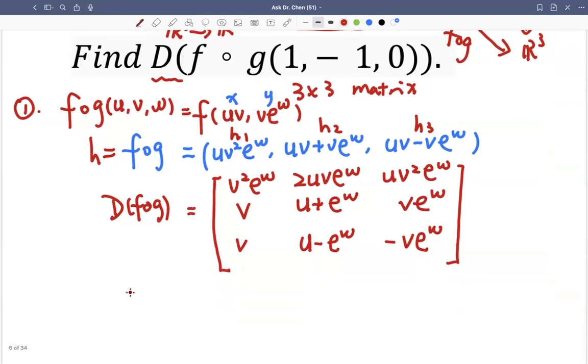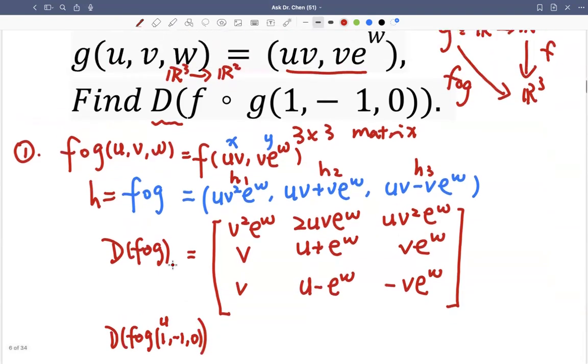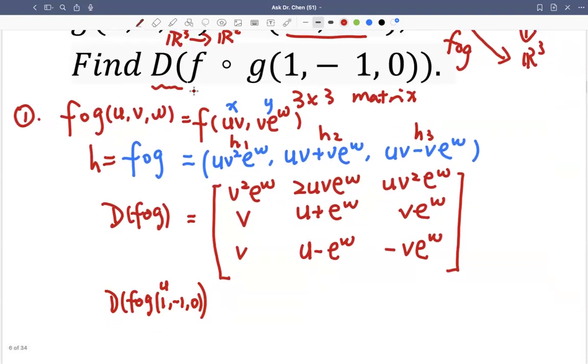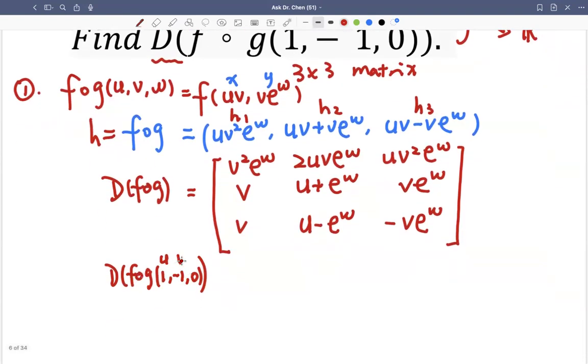Then we want to evaluate with the given condition 1, -1, and 0. Basically, u equals 1, because g is defined on u, v, w, so the second one is v, and w is 0. So we just plug in the values of u, v, w. V is negative 1, squared is positive 1, and e to the w is e to the 0, which is 1, so we get a 1.